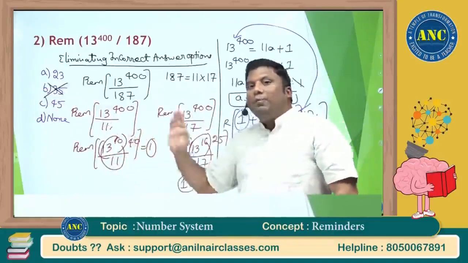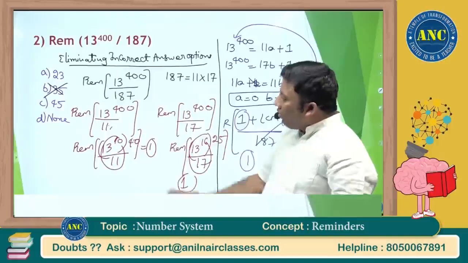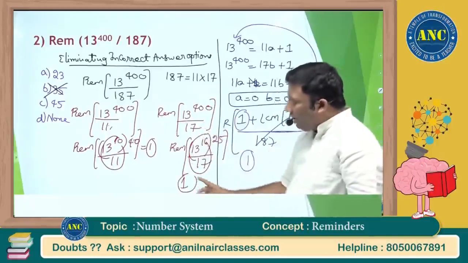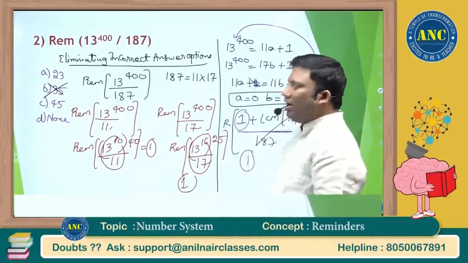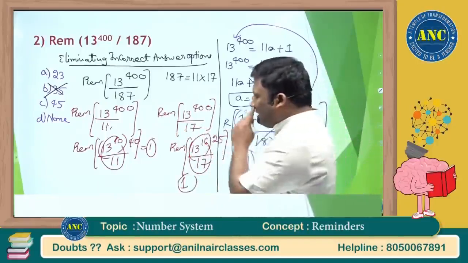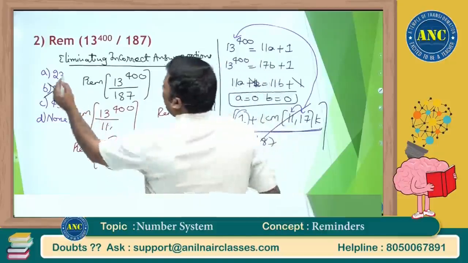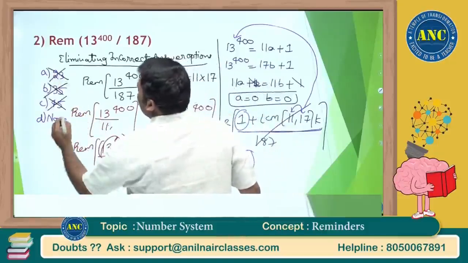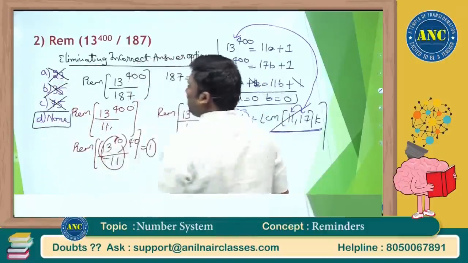When divided by 11, I got a remainder 1. Only 1 I eliminated. The answer, when divided by 17, should give a remainder 1. 17 into 1 plus 6. 17 into 2 plus 11. The answer for this question is 9.